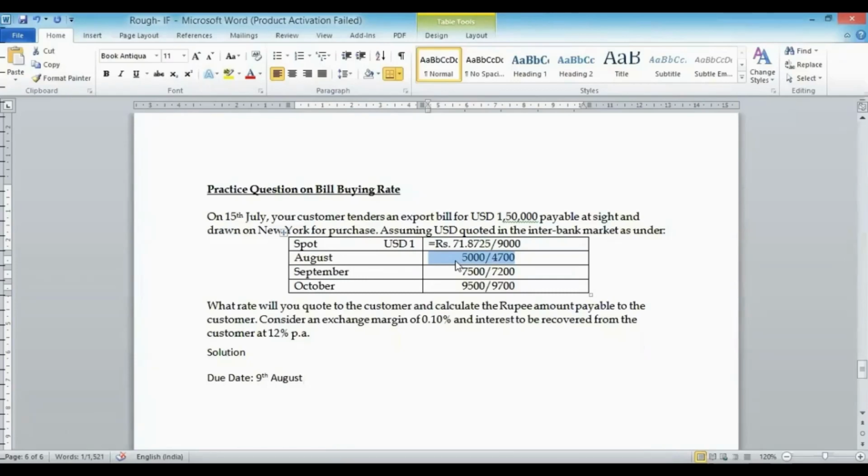It means it is decreasing. 7,500 to 7,200 decreasing. 95 to 97 it is increasing. But it is not the concern here. It is not the concerned month. So what we have to do, you have to see that this is increasing.